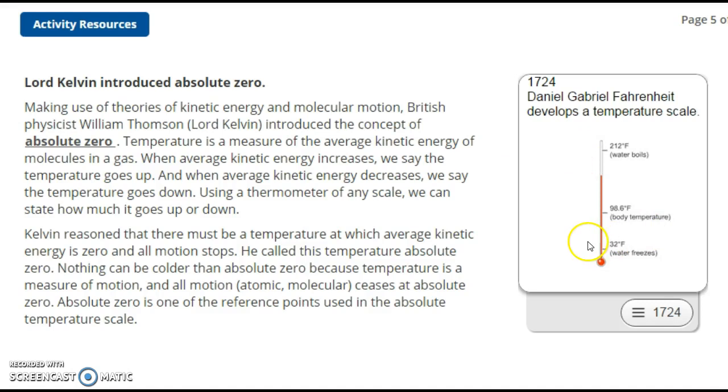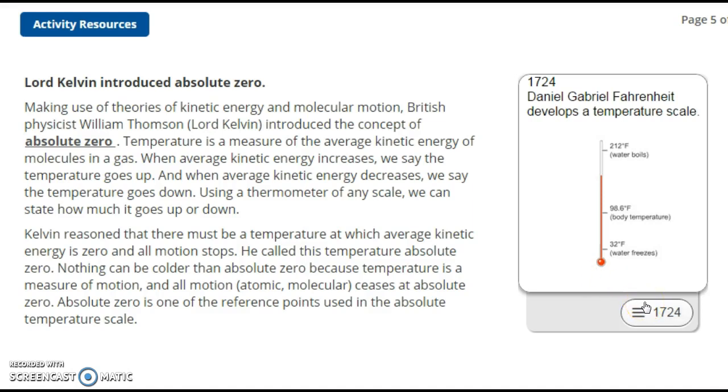Kelvin reasoned that there must be a temperature at which the average kinetic energy is zero and all motion stops. Because think about it, if we go hotter and hotter and hotter, they move faster and faster. If we get colder and colder, they move slower and slower. There's got to be a point that they stop moving, according to his ideas. He called this temperature absolute zero. Nothing can be colder than absolute zero because temperature is a measure of motion, and all motion, atomic, molecular, ceases at absolute zero. Absolute zero is one of the reference points used in the absolute temperature scale.